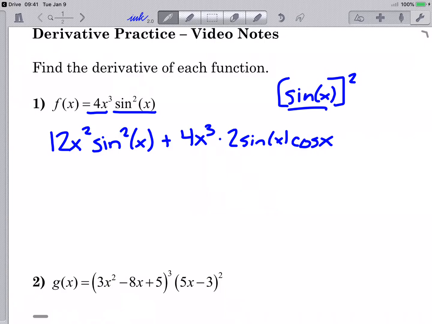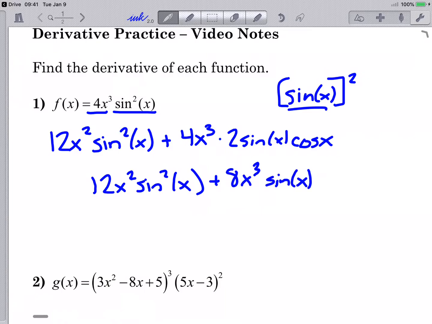Now I can clean this up a little bit, and I've got 12x squared sine squared of x. The 2 times the 4 gives me 8, so I've got 8x cubed sine of x cosine of x. And now I can do some factoring. So greatest common factor of 12 and 8 is 4. I've got x squared as my smallest exponent on x, and I can pull out a sine of x.